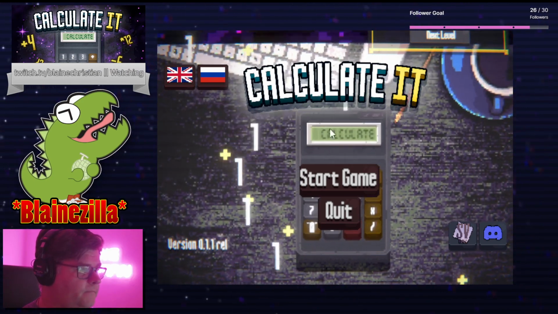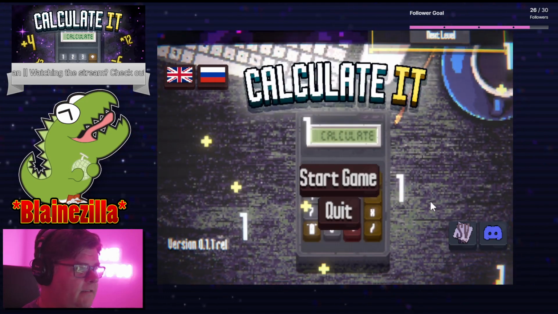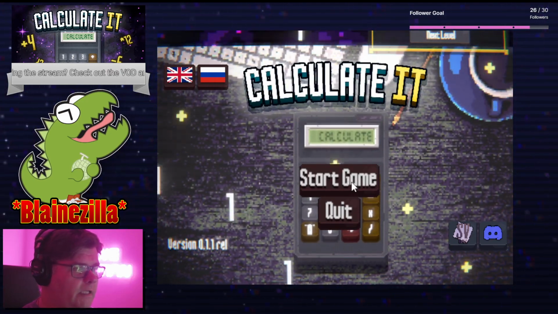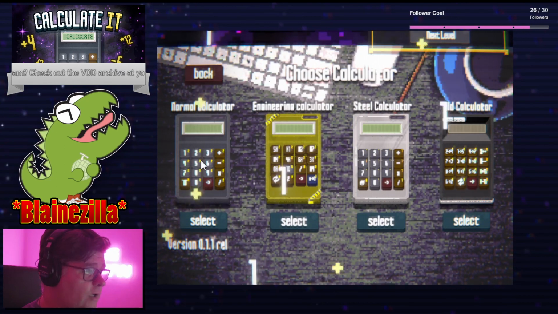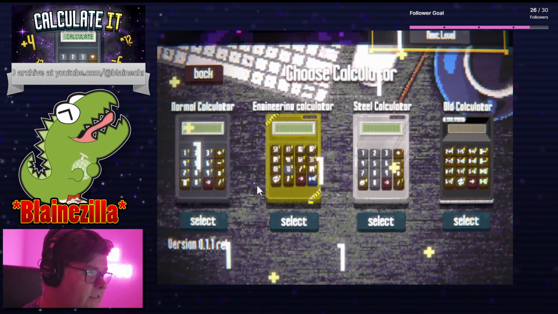Calculate It. You can play in British or Sukablat. We'll play in English. These are options: your normal calculator, the engineering calculator. The normal calculator does stuff.